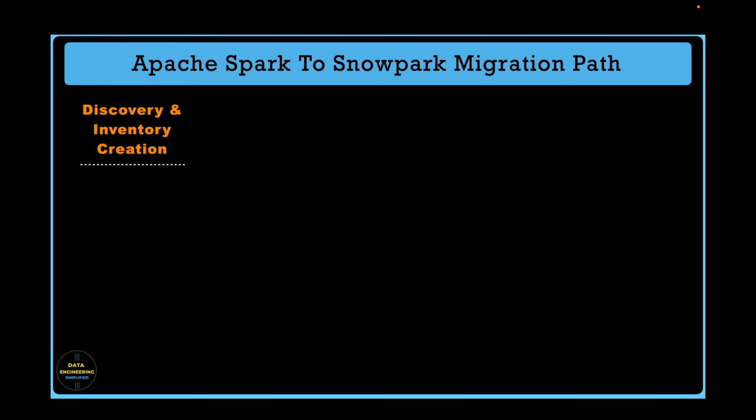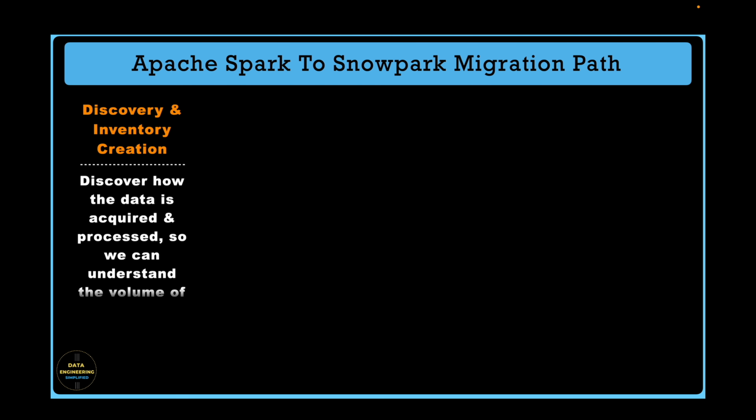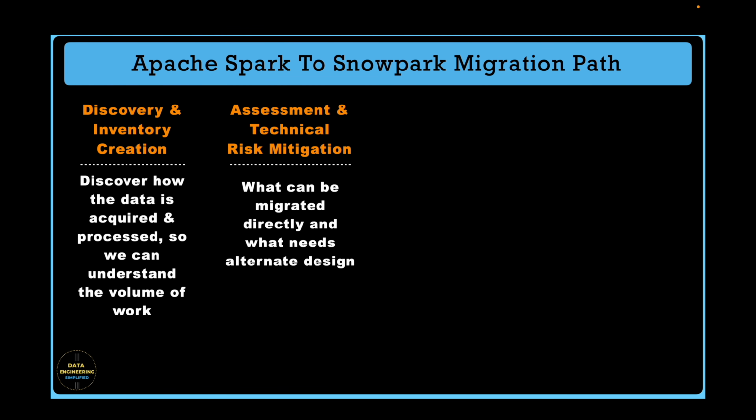Step 1, discovery and inventory creation. In this step, we explore how data is acquired and processed, allowing us to understand the workload volume and estimate it accurately. Step 2, assessment and technical risk mitigation. Building upon the information gathered in step 1, we evaluate and assess the technical aspects. This involves identifying what can be migrated directly and determining alternative design approaches for the rest.